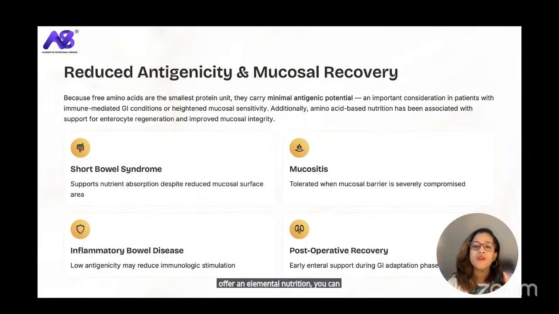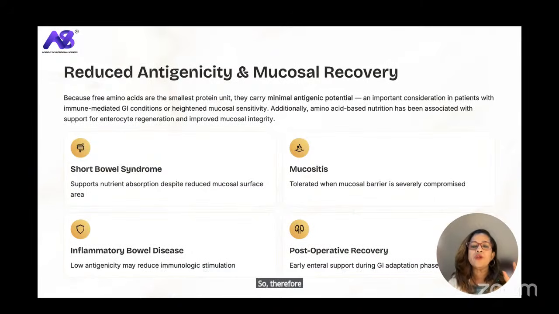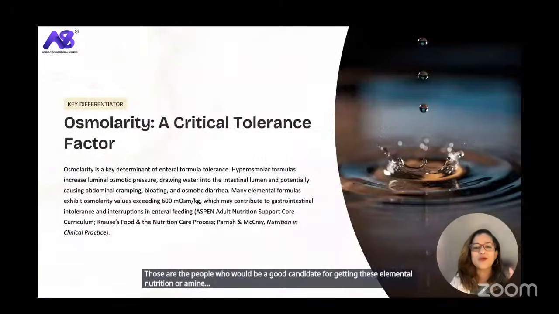You can offer free amino acids, and this elemental nutrition supports the healing of the intestinal lining. It maintains gut function, and our final aim is to prevent any muscle loss. So people who are sensitive, who require less digestion or need easy absorption, are the people who would be good candidates for getting elemental nutrition or amino acids.